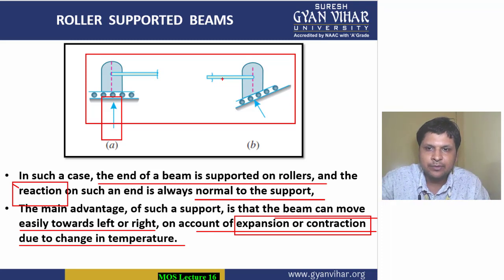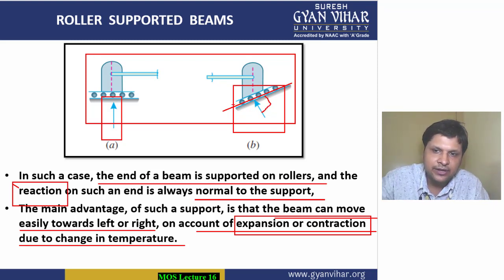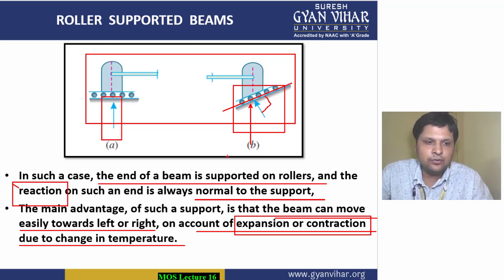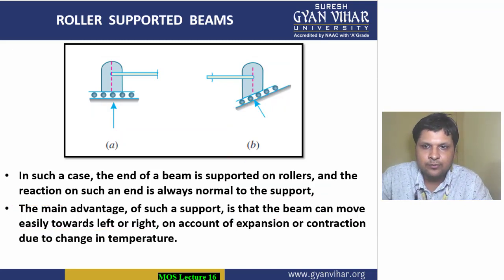If the support is inclined in this way, you can see, then again the support reaction that will be acting on it will be normal to this inclined surface. It will never be like this. Don't get confused. All right. So I hope you have understood this theory of roller supports.